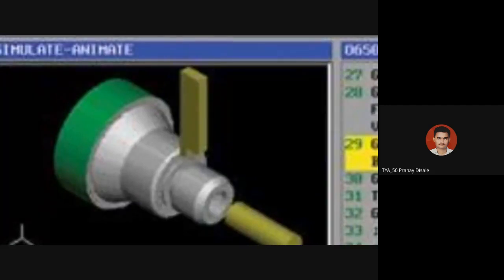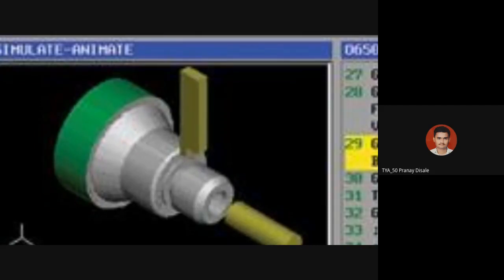So what is the procedure? The first statement starts with the interpolation mode, or the sequence number we will give. After that the spindle will be on, and after that the coolant will be on.